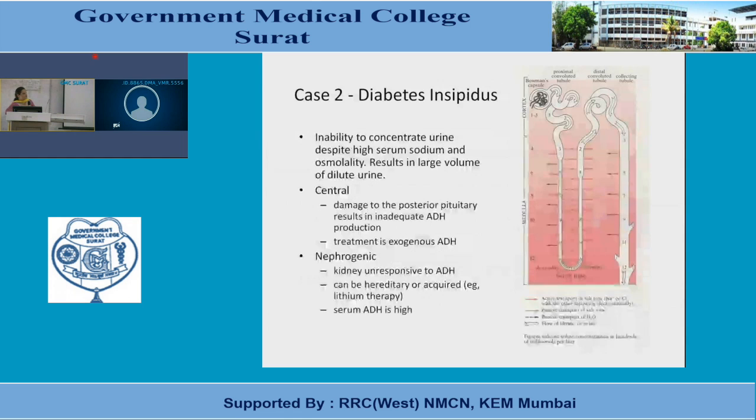Diabetes insipidus, it is also called. Inability to concentrate urine, central and nephrogenic. Damage to the posterior pituitary results in inadequate ADH production. Treatment is exogenous ADH. And you have the nephrogenic type, where the kidney is unresponsive to ADH, which can be hereditary or acquired. Serum ADH is high in nephrogenic, and serum ADH is low in central.